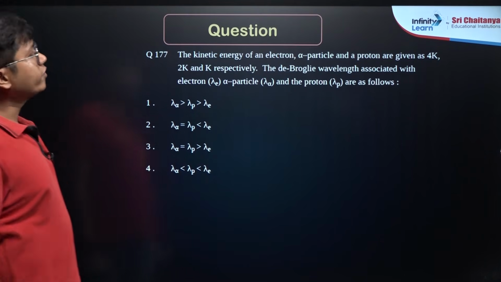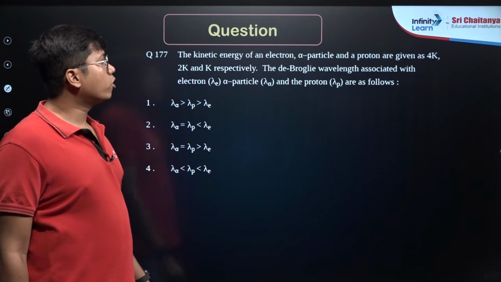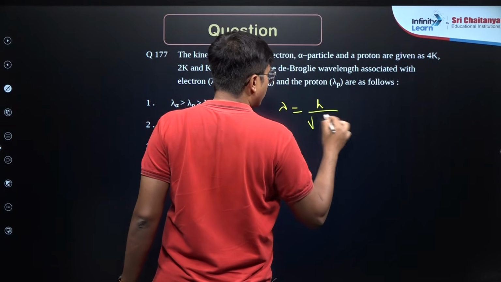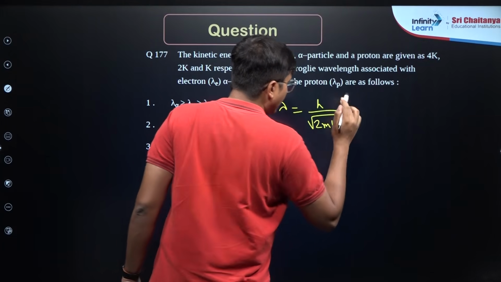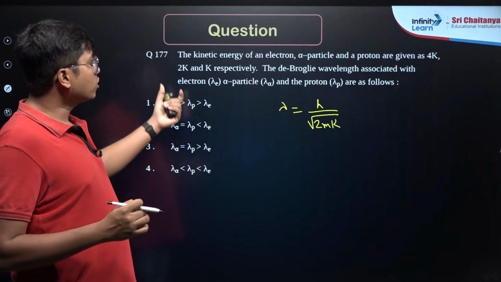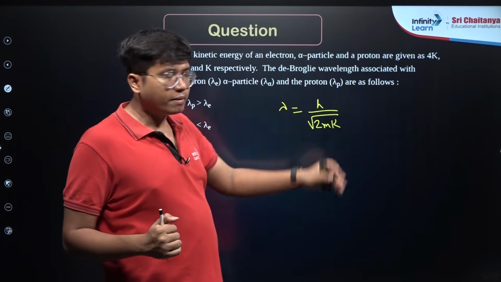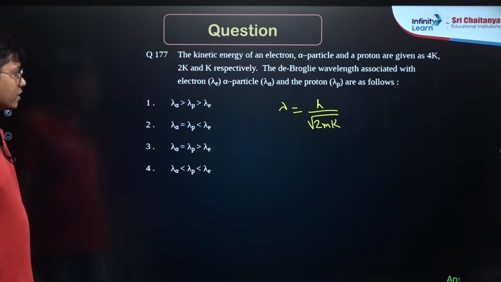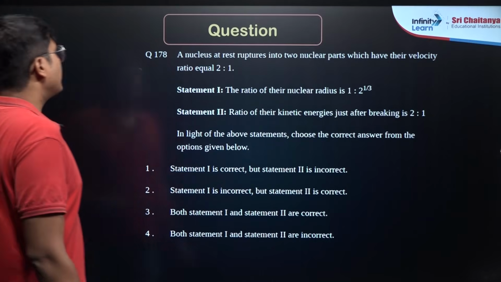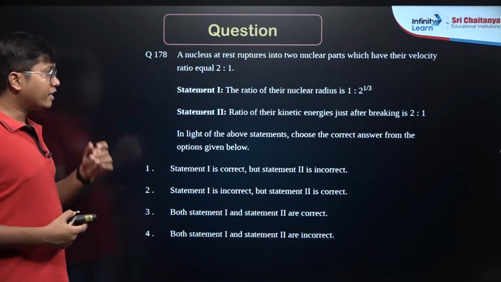This says kinetic energy of an electron, alpha particle and a proton are 4k, 2k and k respectively. The de Broglie wavelengths associated would be how much? We know lambda is equal to h over root of 2mk. Now you can plug them in, the kinetic energy is given, and also you know an electron's mass is the least, alpha particle's is a lot more, proton's is midway between them. So once you plug them in, you can solve, it will come out to be option 4.